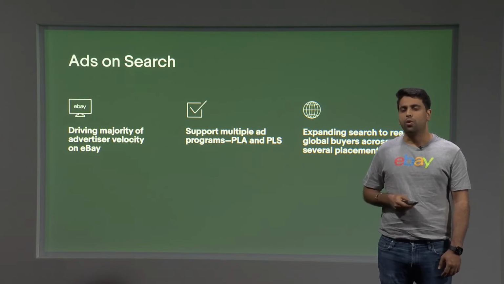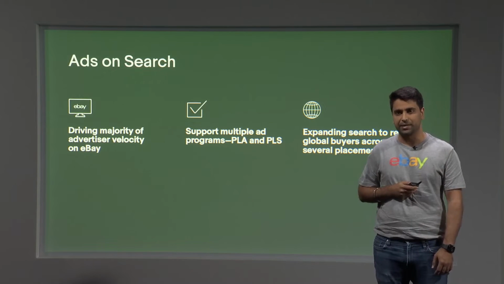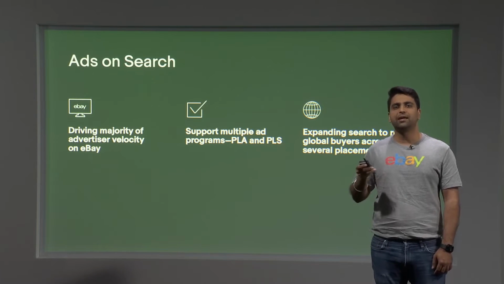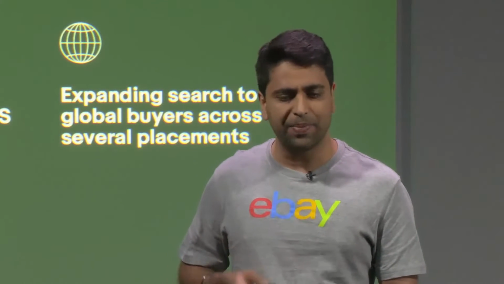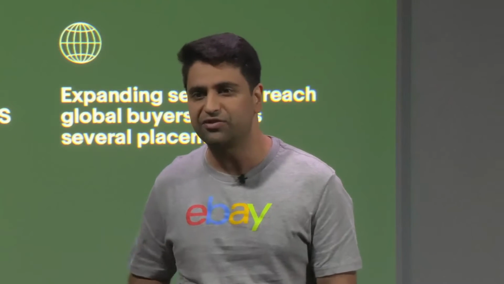So let's go through what ads on search stands for and give you an overview of the entire experience. Number one, search drives a majority of the seller velocity that eBay provides you in the ads program. As an example, if you're running a typical ad campaign on eBay, a large majority of the incremental velocity that you get from ads comes from search, from prominent placements like top of search. So it's extremely important to focus on optimizing on search if you want to maximize your overall velocity through ads on eBay.